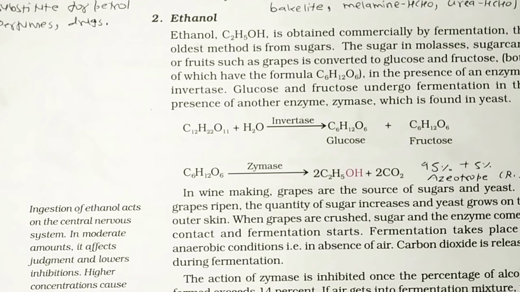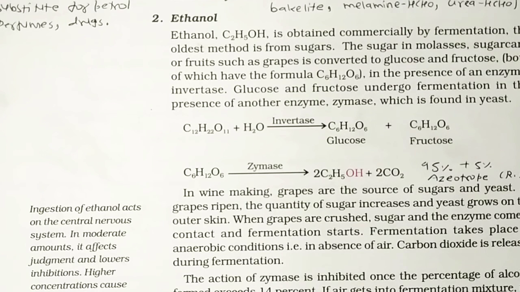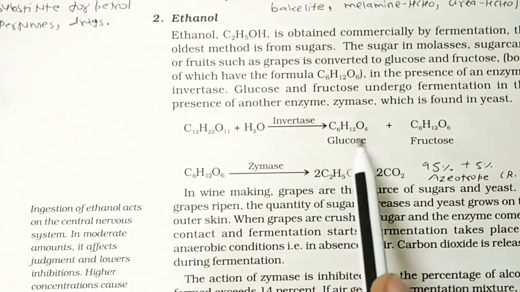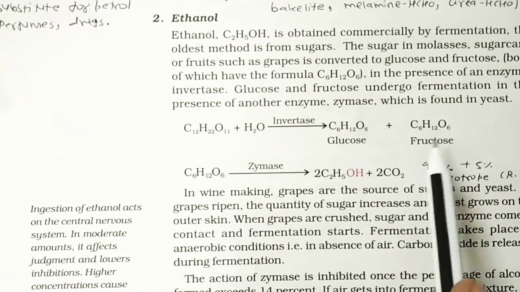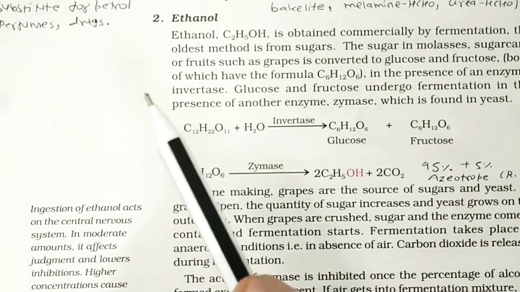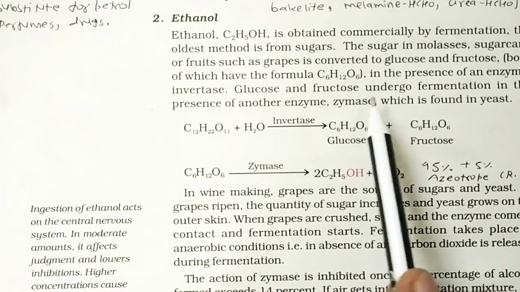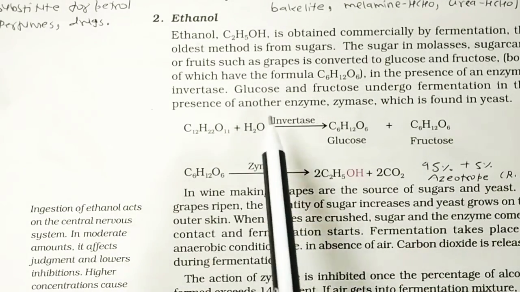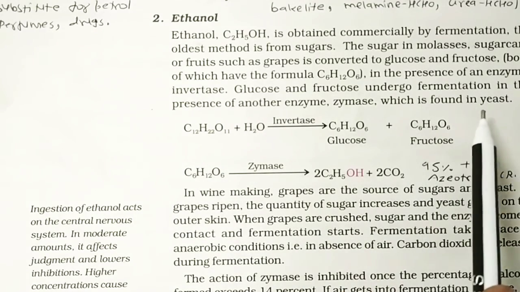The sugar in molasses, sugar cane, or fruits such as grapes is converted to glucose and fructose, both having the same formula C6H12O6, but glucose has an aldehyde group and fructose has a ketone group. So glucose is called an aldohexose, and fructose is called a ketohexose. In the presence of the enzyme invertase, and then another enzyme, zymase, which is found in yeast, glucose and fructose undergo fermentation.